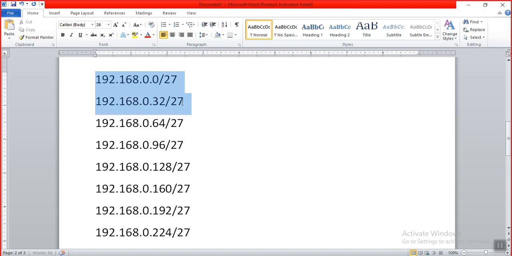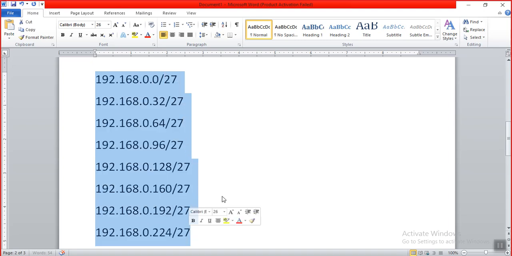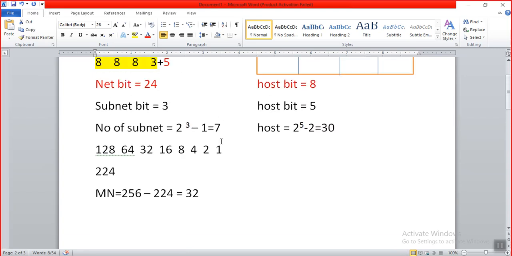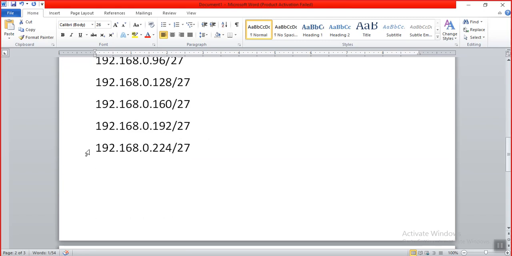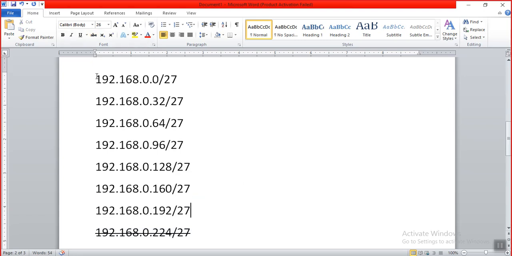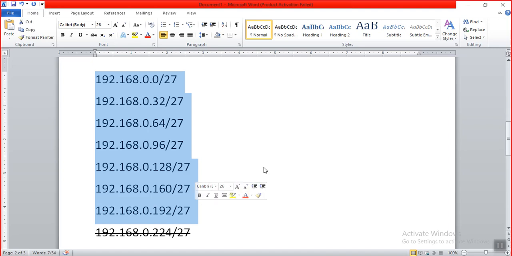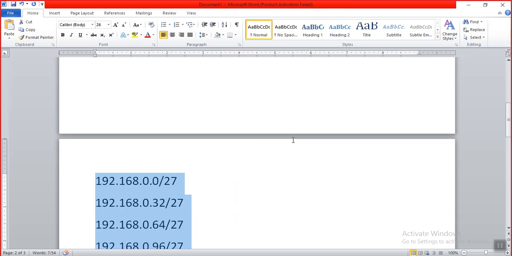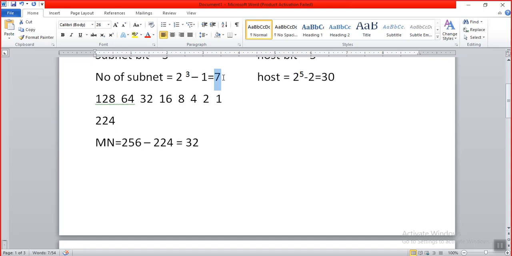1, 2, 3, 4, 5, 6, 7, 8. When I calculate it, 2 to the power 3, that is 8. Now minus 1. Which one? Minus 1, always the last one. We cannot accept this one because this is my last limit. So this is not going to be accepted. So the rest is 7 networks, that is 7 subnets. So 7 subnets are fulfilled.